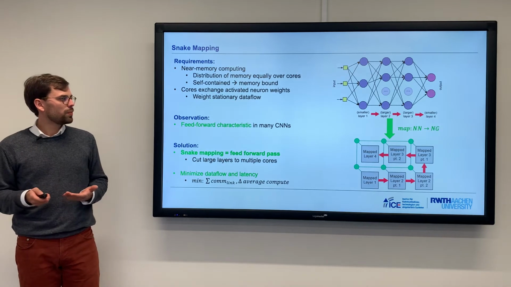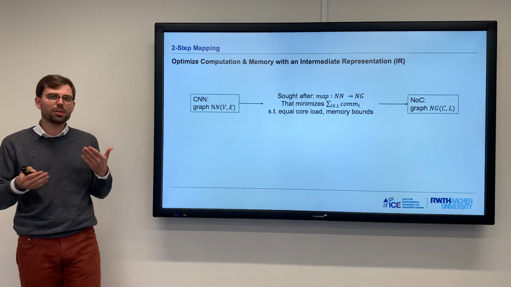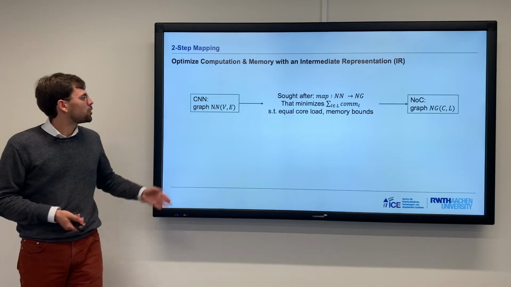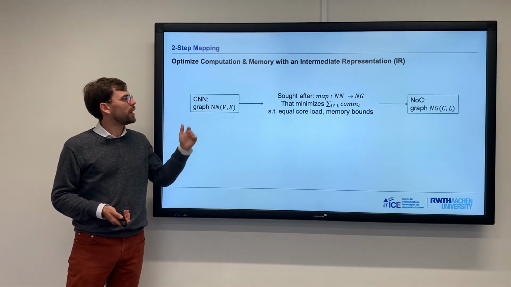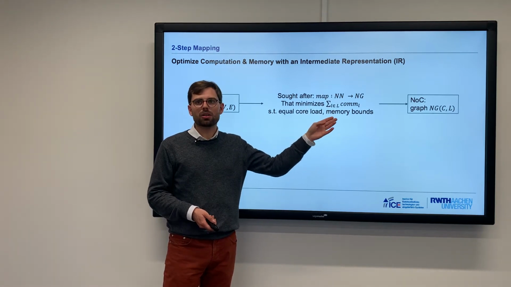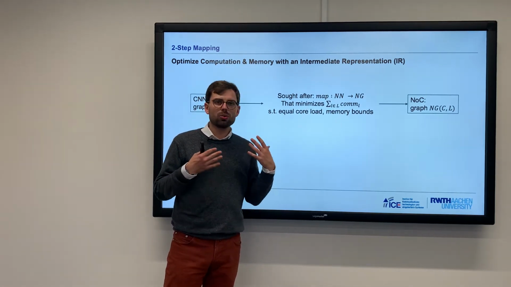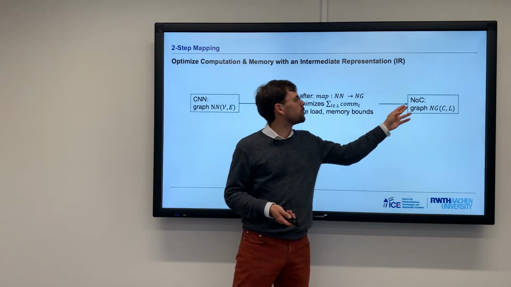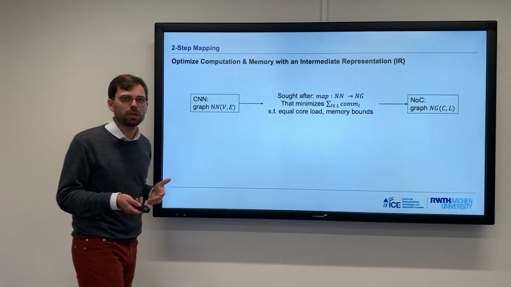So that's quite cool, right? So how do we do this mathematically? We have a CNN graph, which we call NN here, and we're looking for this mapping function, and we want to minimize the communication subject to the load, core, and the memory bounds, and then we map this to our NOC graph. And we do this in a two-step approach.